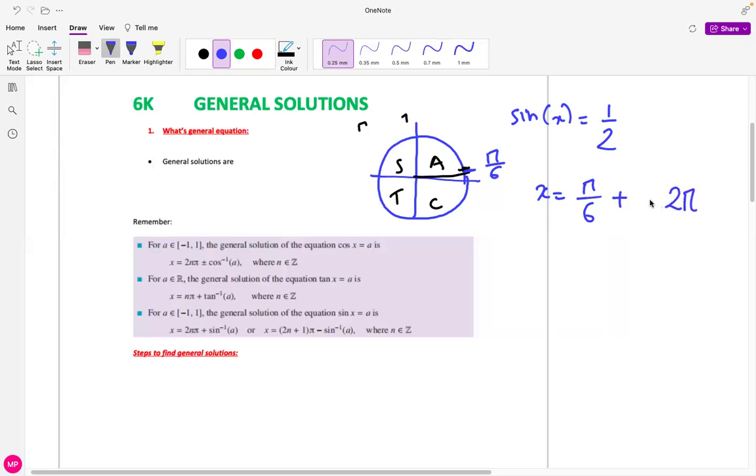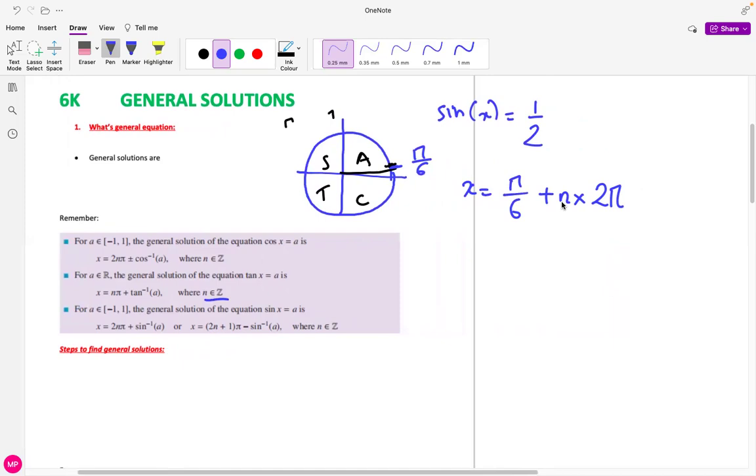And to represent multiple solutions, we can call it k or n or any letter you want. In the textbook, they call it n, so let's stick to that. So n is the number of revolutions that you will go around and around, and 2 pi is how big one revolution is. So n times 2 pi, where n is the number of revolutions, so you can go backward or forward, but you need to go in a full circle. So n is an element of Z, the integers, which means n can be 0, 1, 2, -1, -2, and so on.